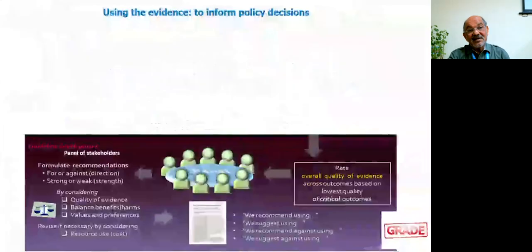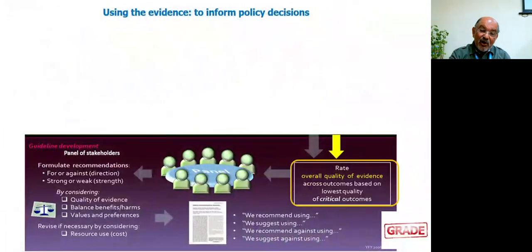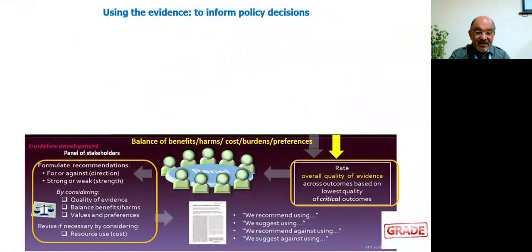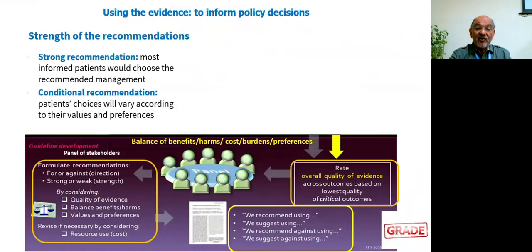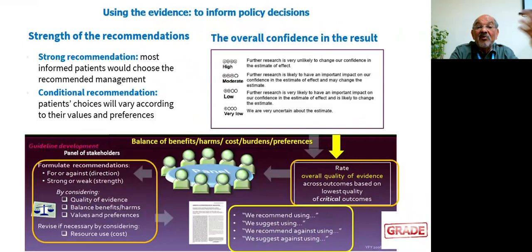Okay. Now, does it make a difference? So what should happen is a policymaker should take a look at all of this and then consider balance of benefits, harms, costs, burdens, preference, and recommend using or not using. If it's a strong recommendation, it means we believe there'll be no problem, everybody will take it. Conditional recommendation means some people may find it difficult to take, either costs, side effects, availability, whatever it is.